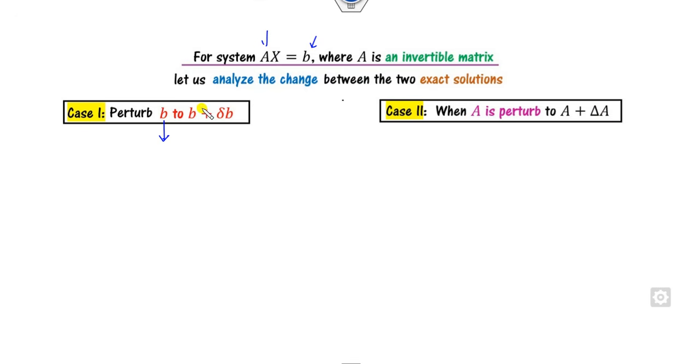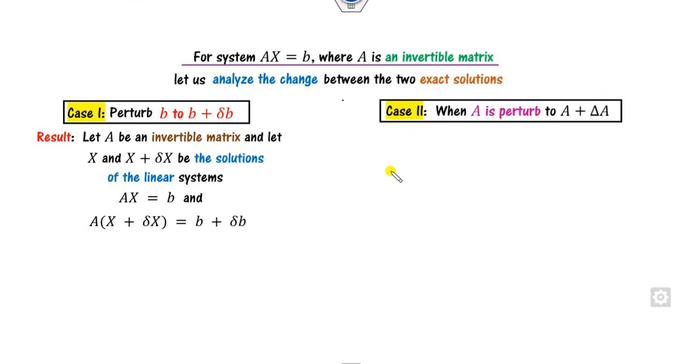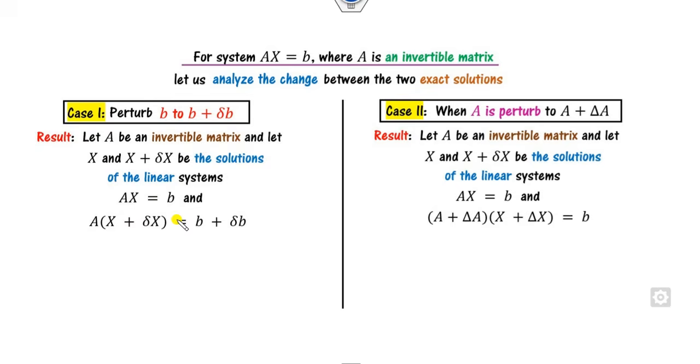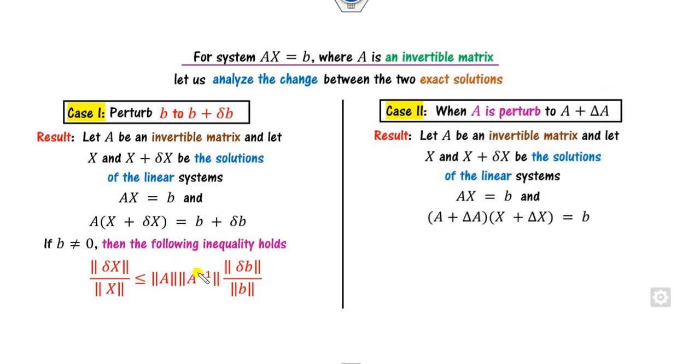So let's first discuss case 1. You have two systems: one is Ax = B, the original system, and the second is when you change B to B plus delta B, so the solution changes from X to X plus delta X. On the other hand, if I change the matrix A to A plus delta A, keeping B preserved, then the solution will change to X plus delta X. Then we can find the error bound, the maximum change in the error we can observe. The following inequality holds in case 1.